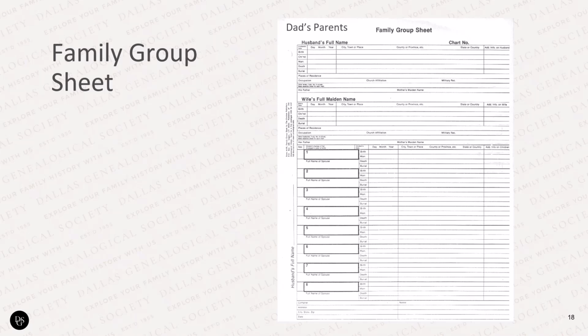And that form is referred to as the family group sheet. And as its name implies, it has information about a family group. So you'll see at the top of the form, we have a place to record information about the father. Below that, information about the mother. And below that, information for the children. Now that's kind of hard to see, so let's zoom in a bit.